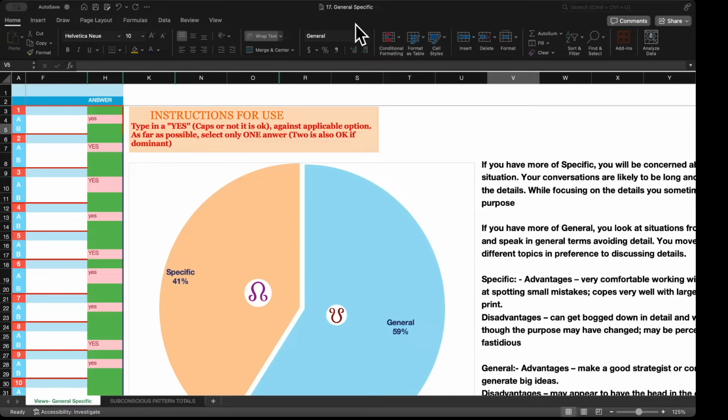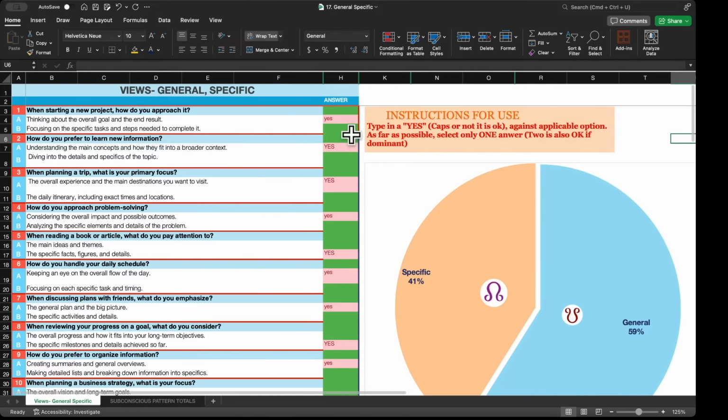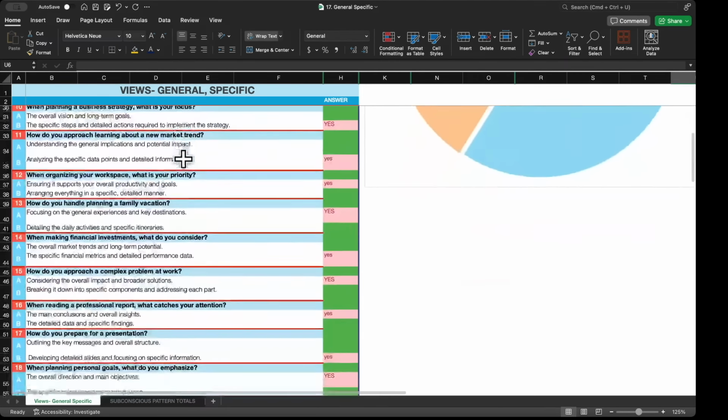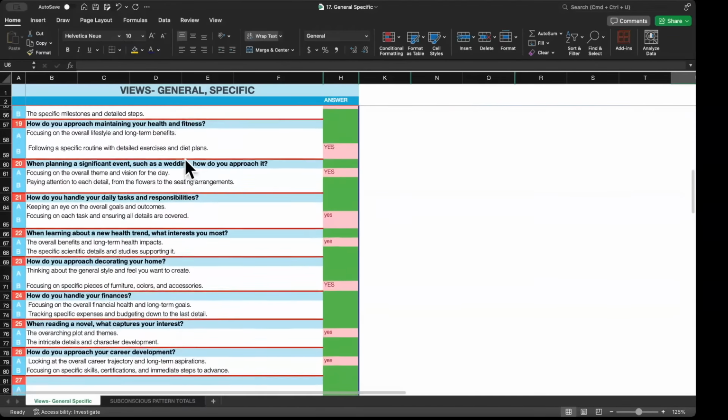We'll do the 17th worksheet today, here now. General and specific. This is more from the Neuro-Linguistic system. It's got about 23 questions. Download links for this Excel sheet is in the description box.